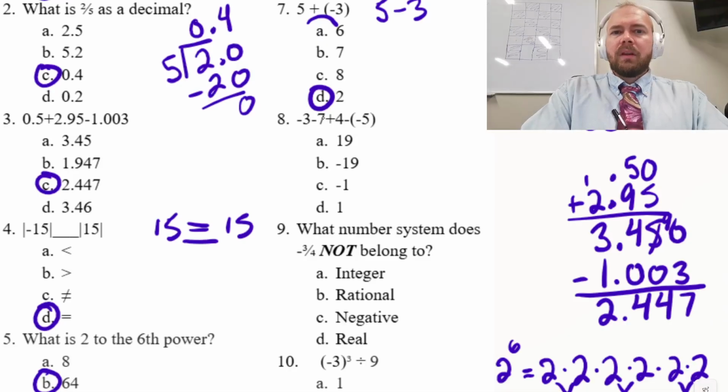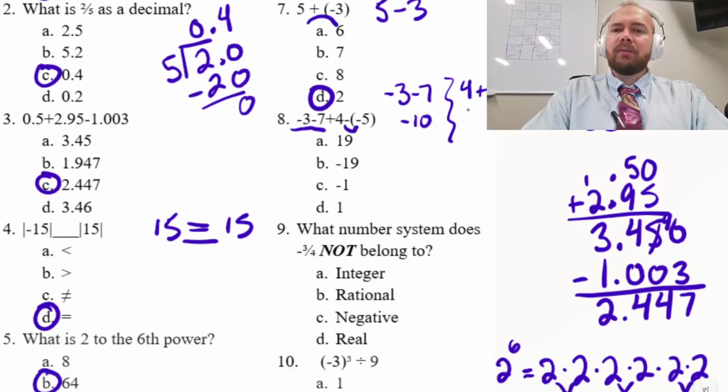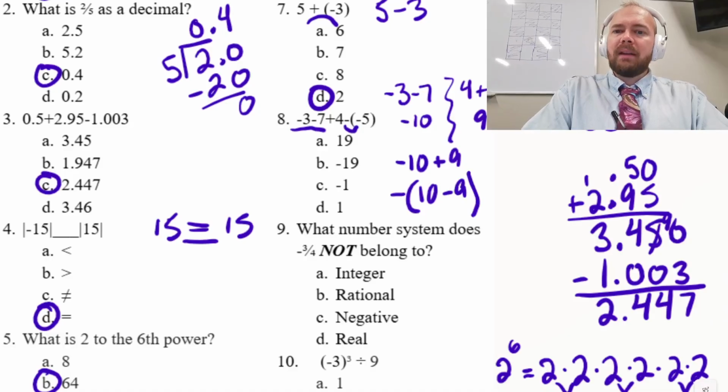Number 8. I can add my negatives, and then this is actually 4 plus 5. A negative and a negative make a positive. So I'm adding -3 and -7, and I'm adding +4 and +5. And then -10 plus 9, same thing as the opposite of 10 minus 9. If I take the signs and I flip them, it's 10 minus 9. 10 minus 9 is 1, so the final answer is -1.